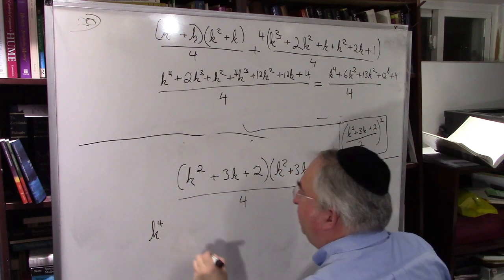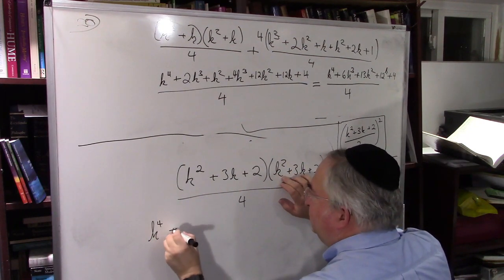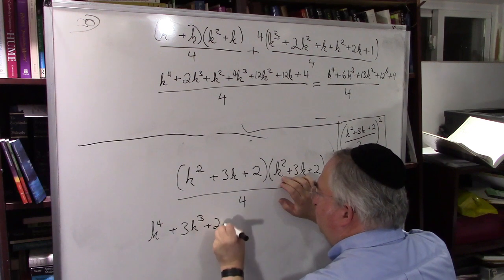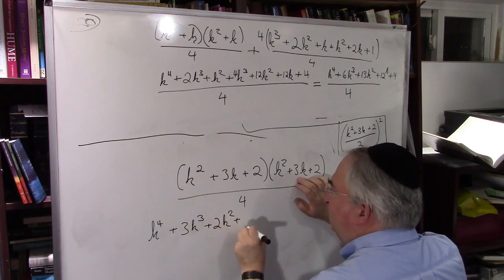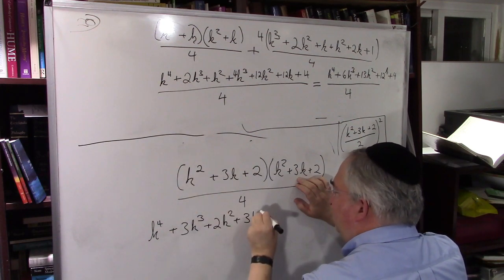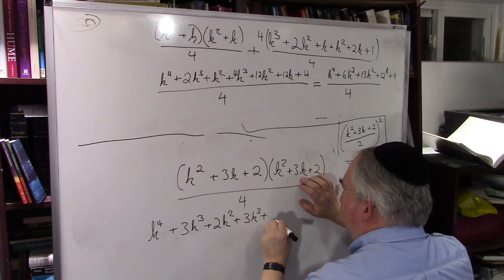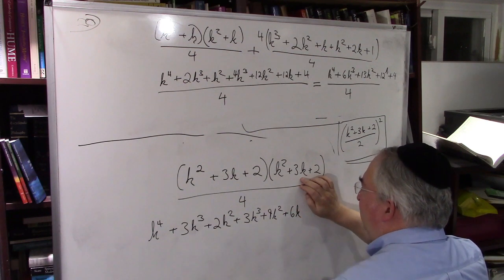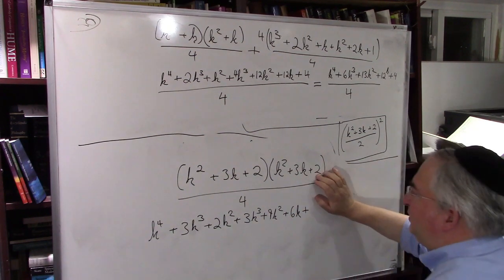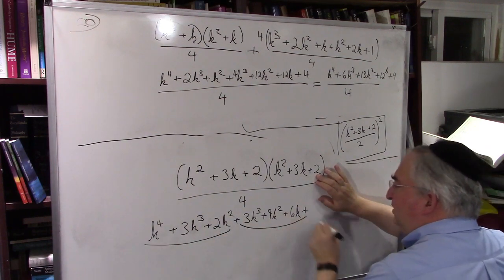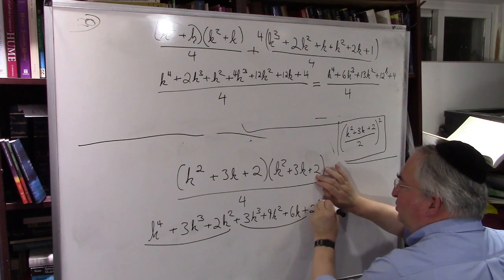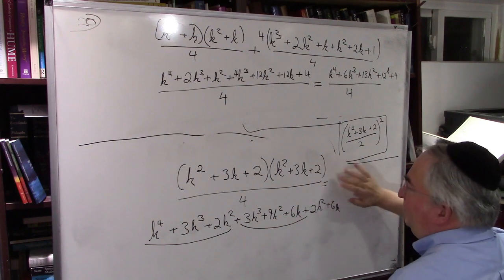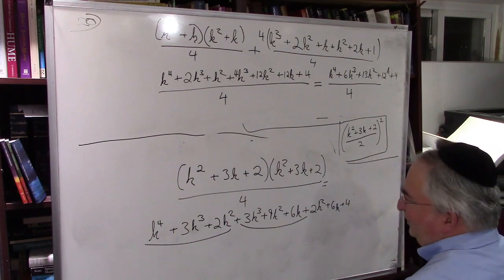This is k to the 4th. I'm going to do everything times this. Plus 3k to the 3rd plus 2k squared plus 3k to the 3rd plus 9k squared plus 6k plus, I'd be shocked if this actually works. Okay, so this is the first term, this is the second, now we do this, 2k squared plus 6k plus 4. Hey, we like that 4. Okay, good. So this is this.